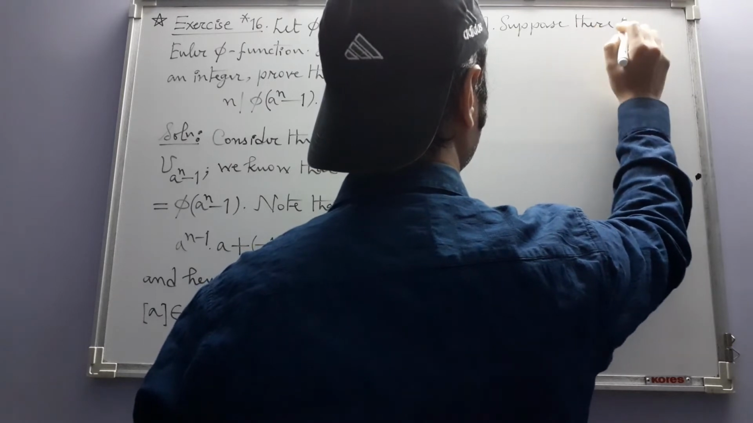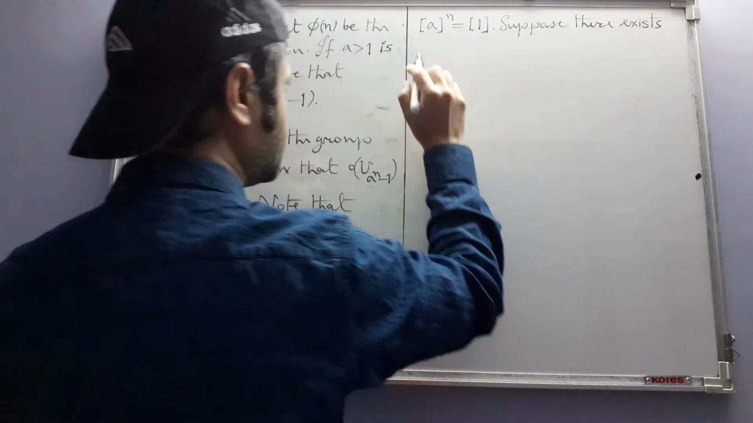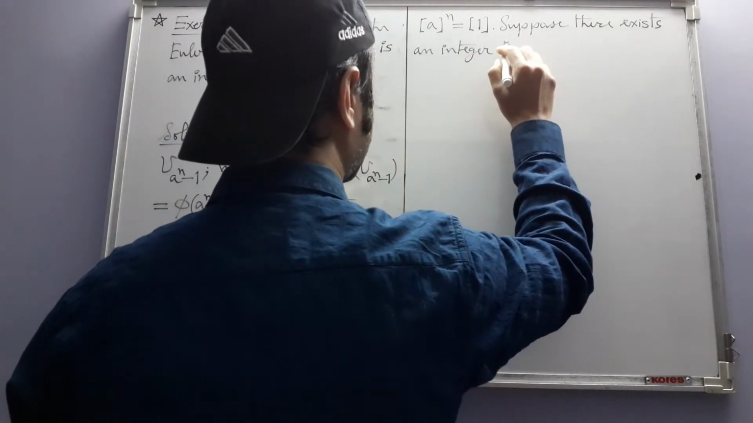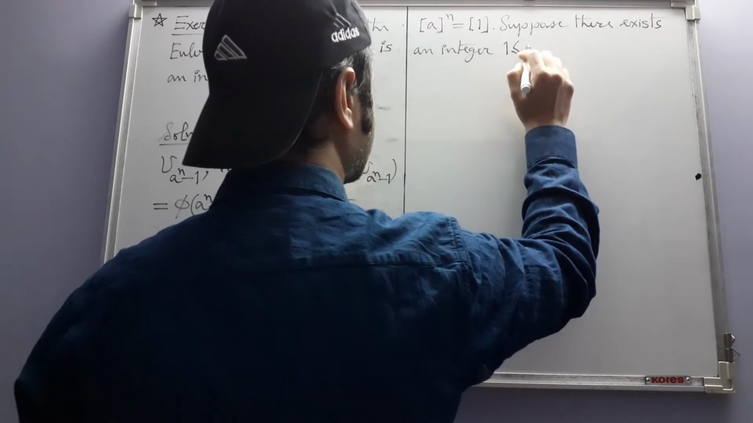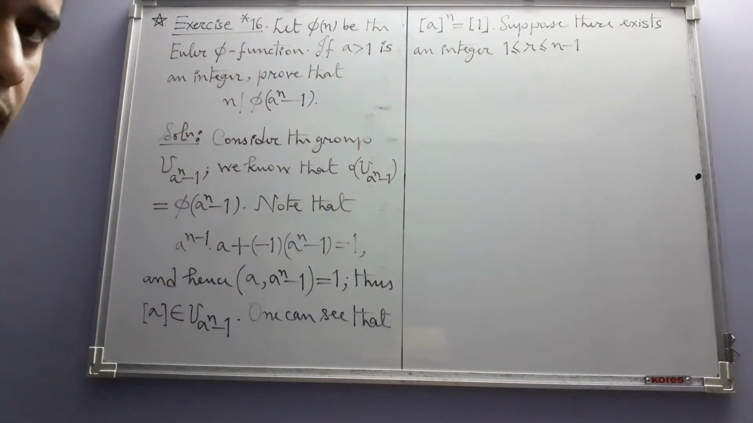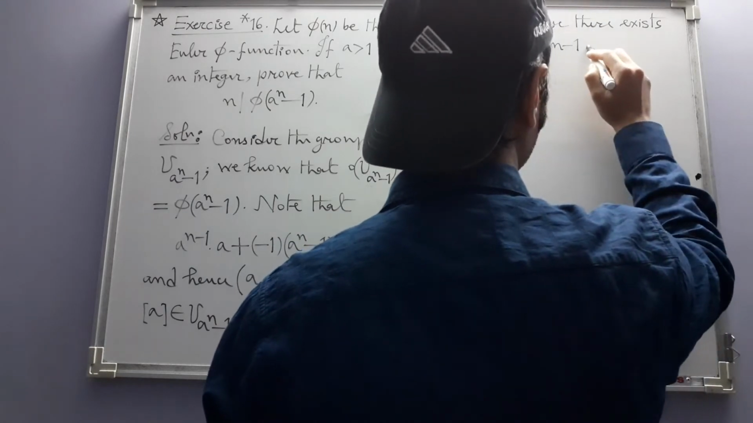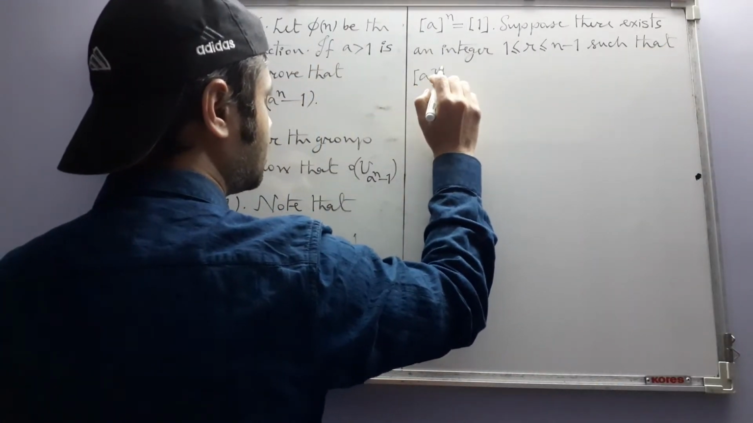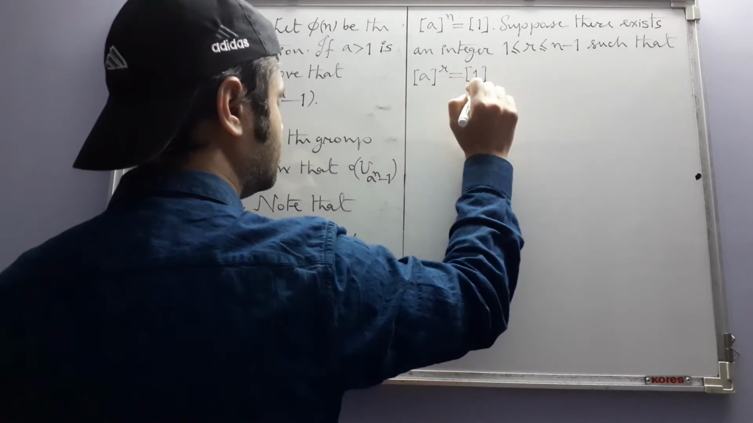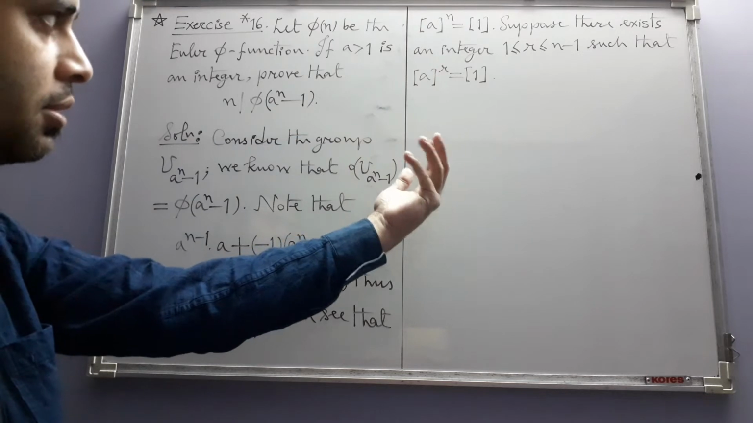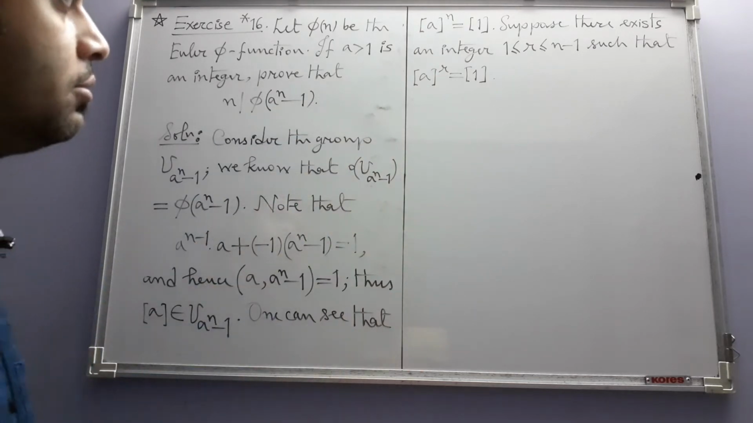Suppose there exists an integer r lying between 1 and n - 1. We have to consider positive integers because order is never zero by definition. Suppose the rth power of this element is also equal to the identity. If this is true for some r, then n will not be the order. The order will come down, it will be less than or equal to r.